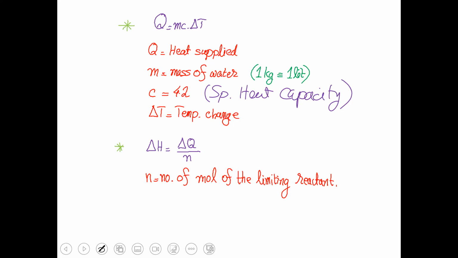So this is a two-stage process. First, you find Q is equal to mc delta T, and then you find Q upon n, that is the value of delta H.